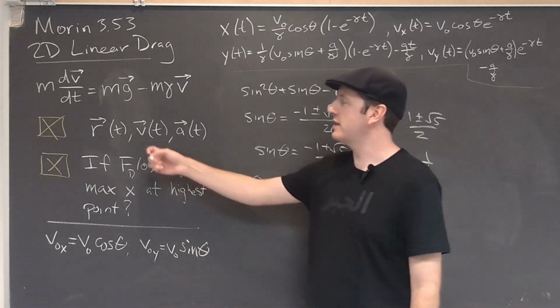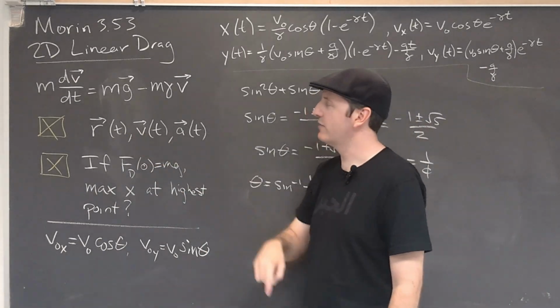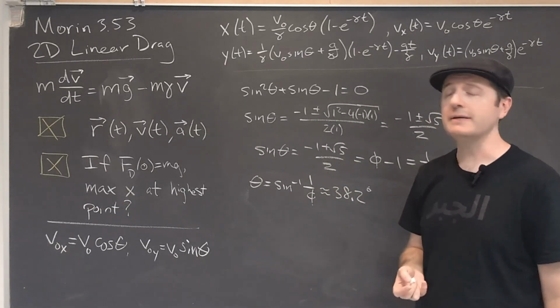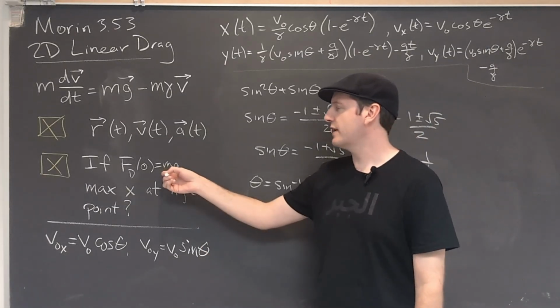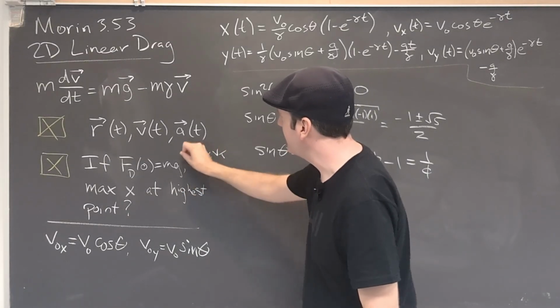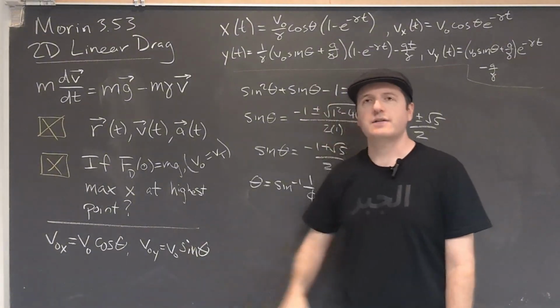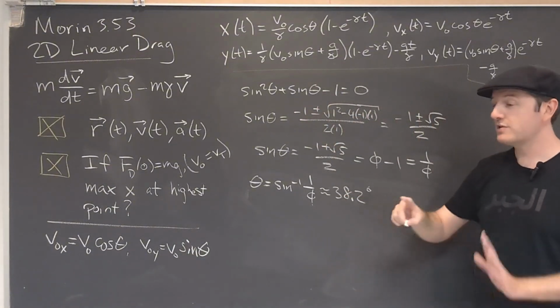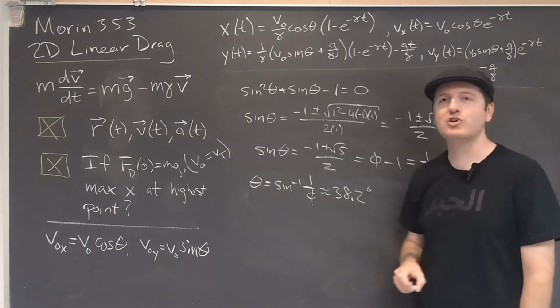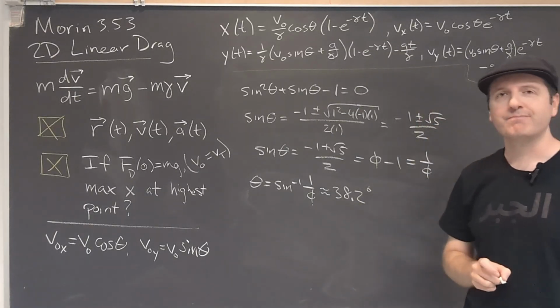So we've done it. We found our position, velocity, and acceleration components for this 2D linear drag problem, at least parametrically. And in this special case where the initial velocity happens to equal the terminal speed, we found that to maximize the horizontal position of the apex, you should launch it at this curious angle. QED.